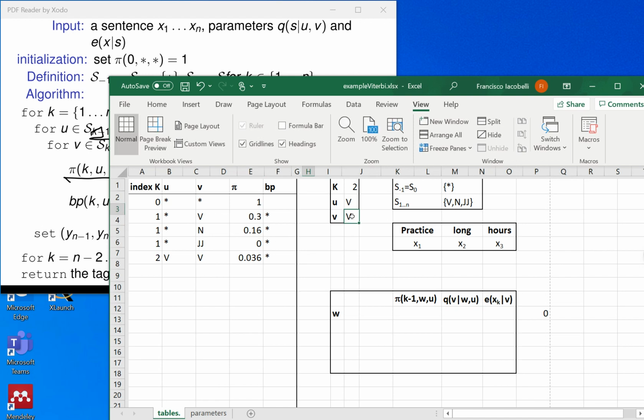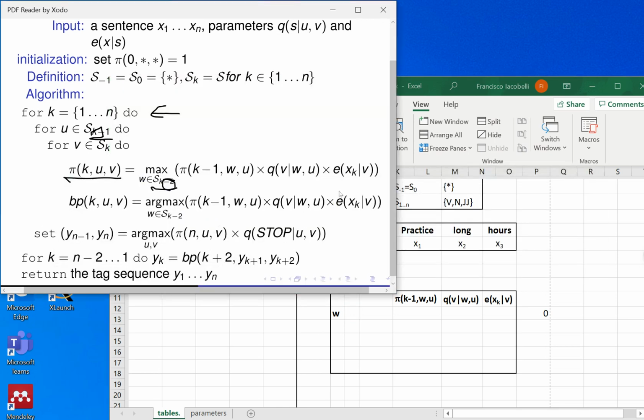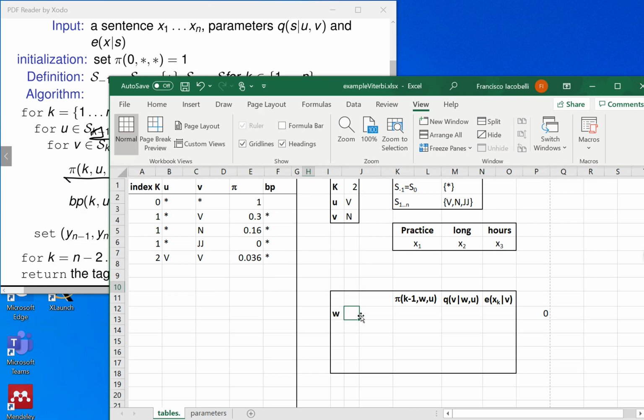We increase. Remember, we're looping through V. So we're now going to loop through the next element, which is N, and we're going to do the same thing. W is still looping through S of K minus 2, which is S0, right? So we haven't changed that. S0 only has one element, which is the star. So W will be a star. And we need to compute the entry of KUV. So pi of K minus 1, which is 1, pi of 1 with a star with a V.